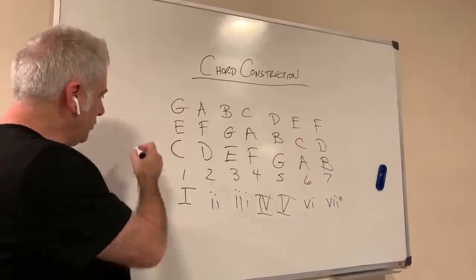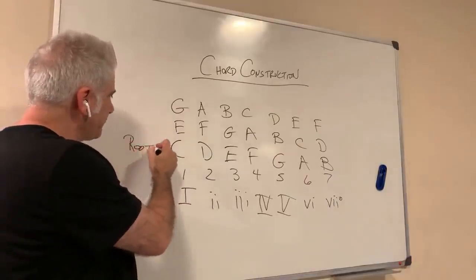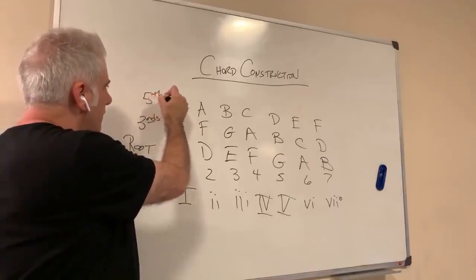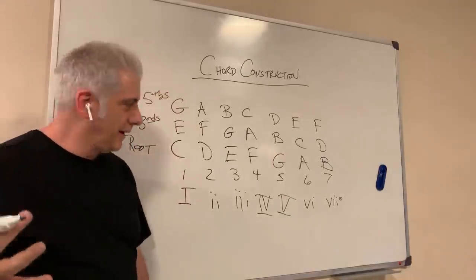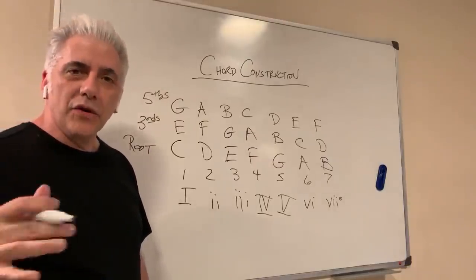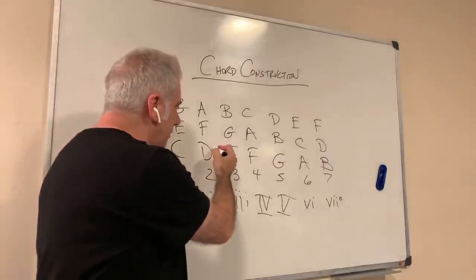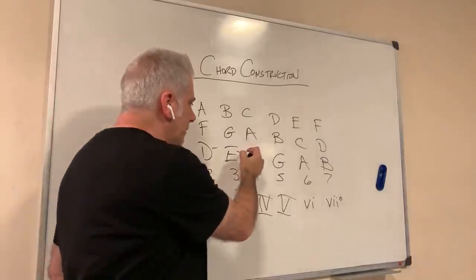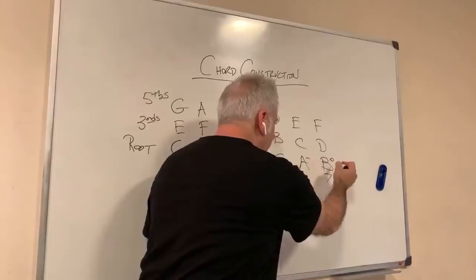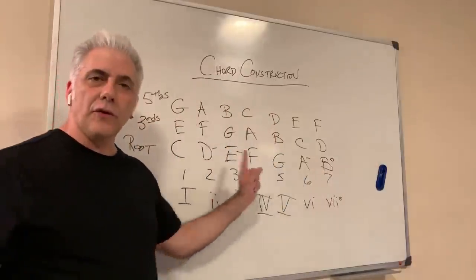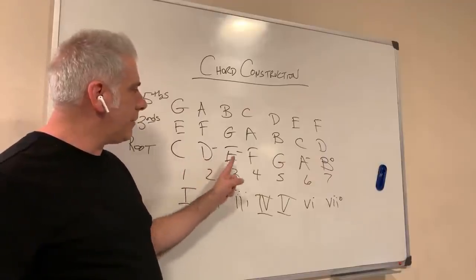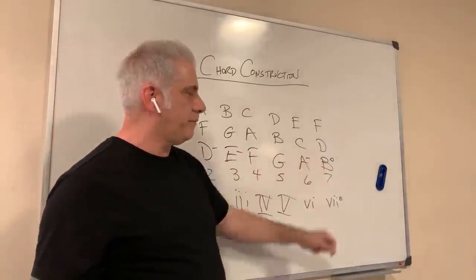This is the roots of all the chords. These are the thirds and these are the fifths, okay? You guys can, I think, understand that. Now I'm going to fill in what the chords are. This is D minor, minus means minor, E minor, F major, G major, A minor, and B diminished, okay? So these are the chords of C major. These are the triads. C major, D minor, E minor, F major, G major, A minor, B diminished.